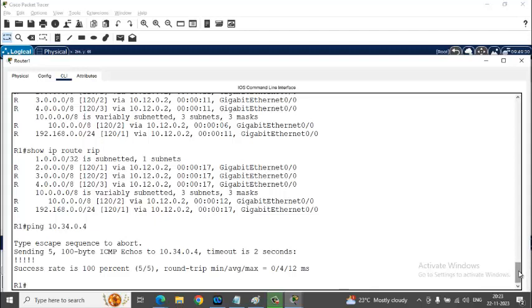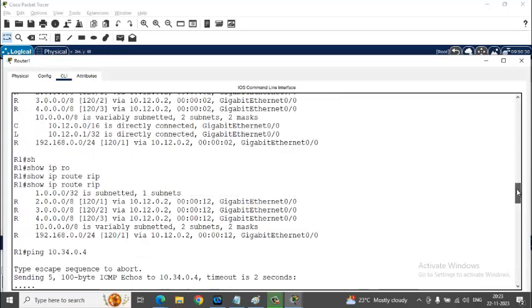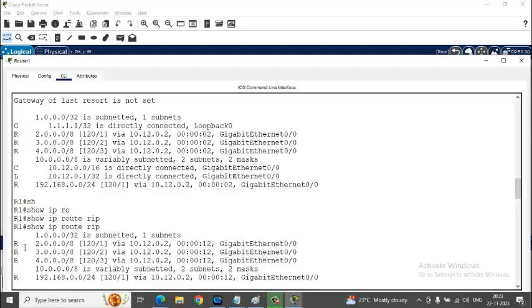Now, if you want to advertise the right prefix length, then you need to say router rip, no auto summary. You understood? No auto summary. Let's go and do it on all the routers.